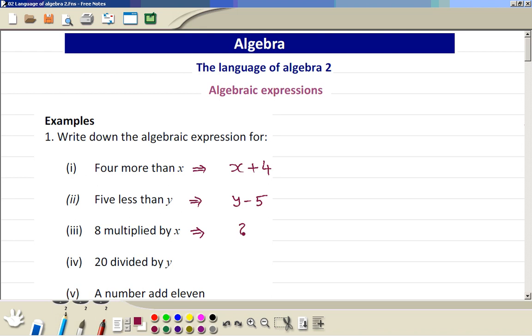8 multiplied by x. So 8 times x, we just write 8x. 20 divided by y. This can also be written as 20 over y.